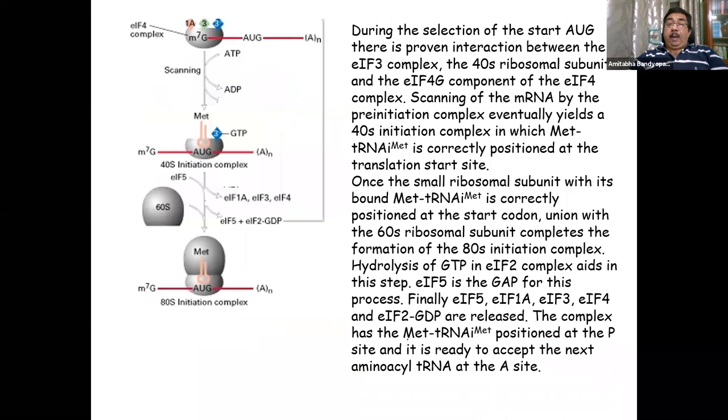Now, after all the factors are ejected, then 60S will bind to it and you will form the 80S initiation complex, to which at the P site, the next tRNA will come and bind and protein synthesis will happen. Now, I told you that the recruitment of the 40S initiation complex is dependent on its interaction with the EIF4 group of proteins, right? So if EIF4 group of proteins are for some reason not able to recruit the 43S initiation complex, then cap-dependent translation cannot happen.